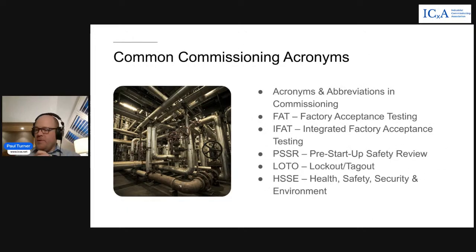So a lot of the common commissioning acronyms are all defined in there as well. When you see terms like FAT or IFAT, PSSR, everything's defined in the commissioning terminology document, so you can make sure that you learn and understand all the acronyms, because there definitely seems to be a lot of acronyms on projects. And if you don't understand the acronyms, then it's hard to know what other people are talking about, right?